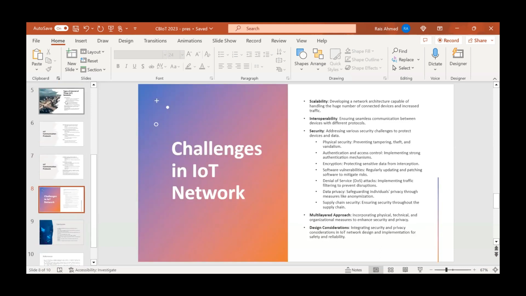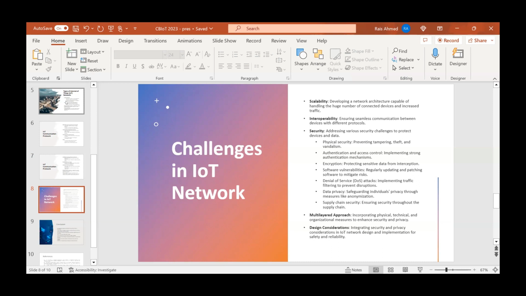Major challenges, as I said, for IoT networks are, basically, scalability: developing a network architecture capable of handling a huge number of devices. Interoperability: ensuring seamless communication between devices with different protocols. Security is one of the major parts, which includes physical security, preventing tampering, theft, and vandalism. Authentication and access control is another problem.